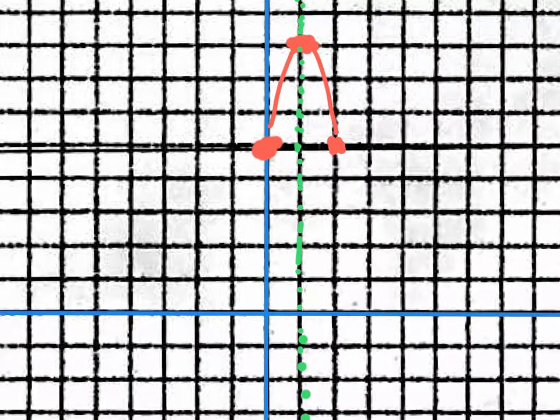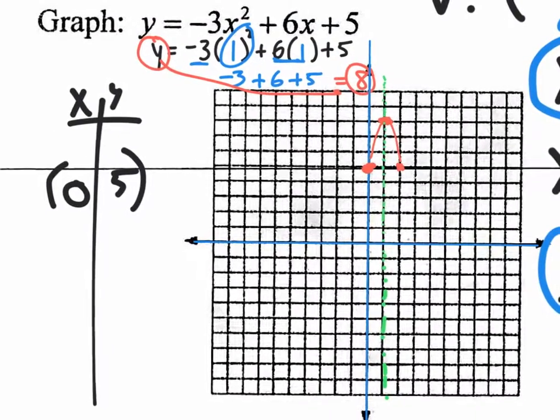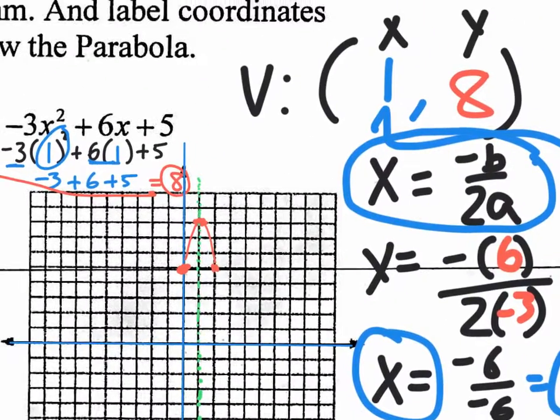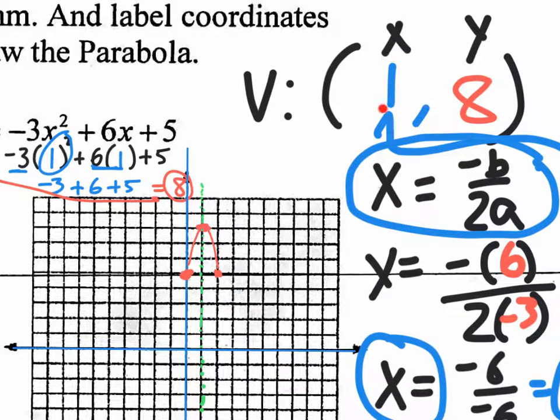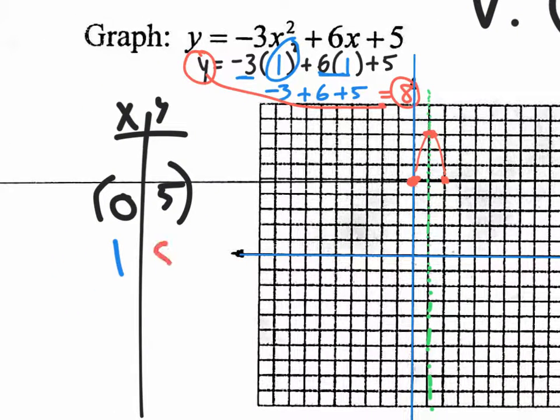Now, of course, we need more points. So I need to plug in more values into my XY table. What would be another nice number to plug in? You might think 1, right? You might think, I'm going to plug in a 1. But guess what? You already plugged in a 1. Where? On the vertex. Remember, you found out that the x was 1 and you plugged in a 1, you got out an 8. So if you plug in a 1 again, you're going to be wasting your time. You're going to get an 8, and it's going to be the same coordinate right here.